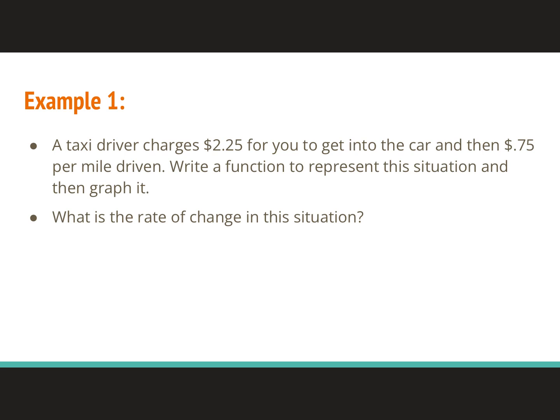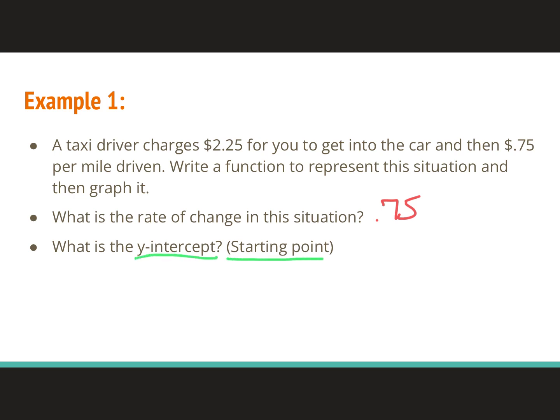What is the rate of change here? Well, the rate of change is going to be something that is per. So in this case, the rate of change is 75 cents per mile. So the rate of change is going to be 0.75. Rewrite that, 0.75 was my rate of change. What is the y-intercept? The y-intercept is our starting point. It is the very beginning. So in this case, our y-intercept is this $2.25 charge just for getting into the car.